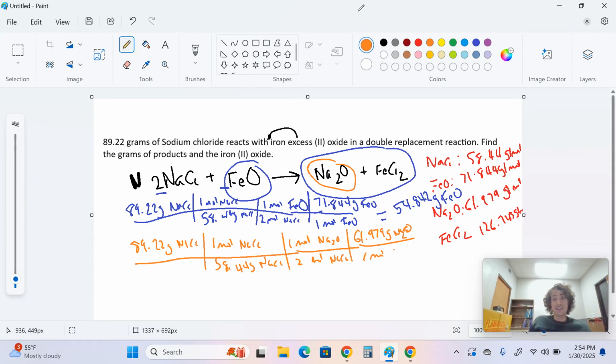So you got to be careful, right? You can see how easy it is to mix up. Just make sure you're getting the right ones, right? 61.979 grams of that, sodium oxide per mole of sodium oxide.